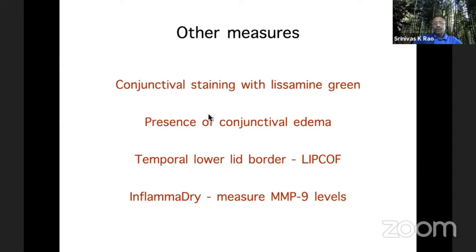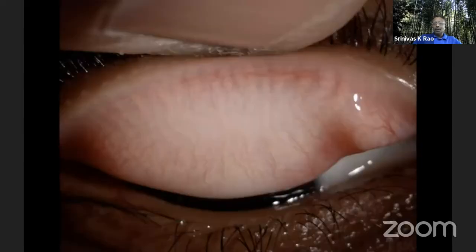Other clinical tools that you can use is the extent of conjunctival staining, which you can detect with lissamine green, and this has been shown to correlate very well with the inflammatory markers in the ocular surface. Conjunctival edema associated with redness is a sign of inflammation, and if you see these lid parallel folds along the outer border of the lower lid, particularly in the temporal region, this is a sensitive sign. This is because when you have a lot of inflammation, the MMP9 cause a dissolution of the stroma, and the loose conjunctiva can then be thrown into folds.